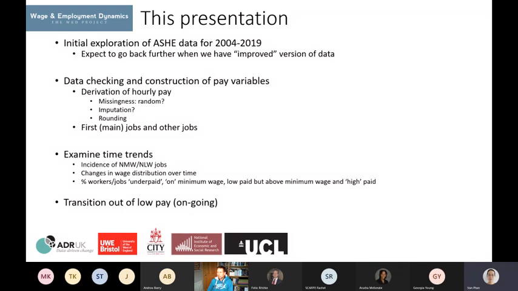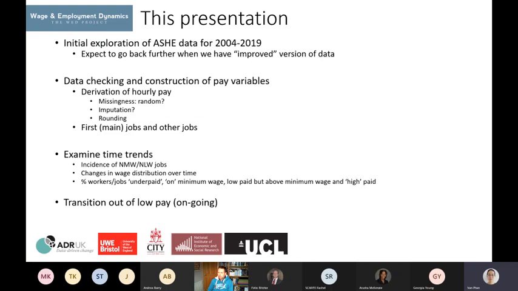So this presentation is about the initial exploration of the ASHE for 2004 to 2019, and we could expect to go further back with the new version. And then what did we do? We did the data checking and constructed the pay variable. By the pay variable we mean hourly pay, how we derive it, the missingness of that variable, and how we identify whether a job is at low pay or not. The rounding method we will mention later.